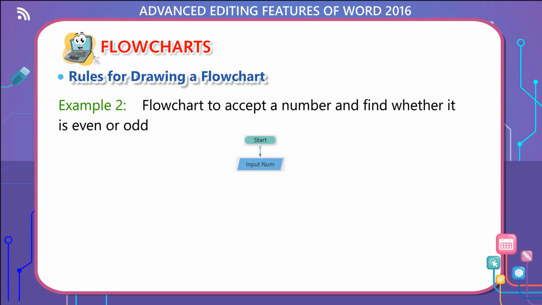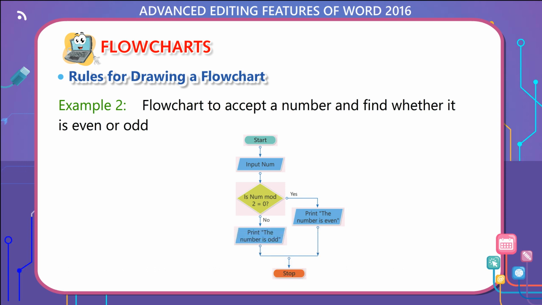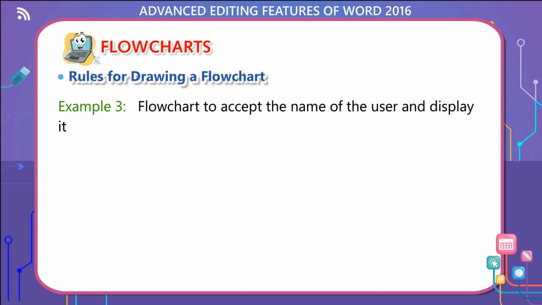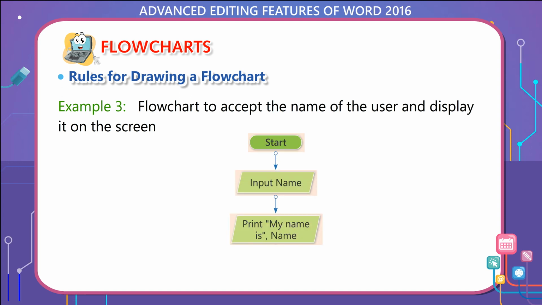Start. Input number. Is number mod 2 equal to 0? Yes. Print the number is even. No. Print the number is odd. Stop. Example 3. Flowchart to accept the name of the user and display it on the screen. Start. Input name. Print my name is name.